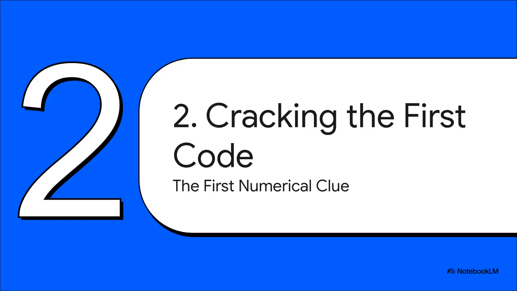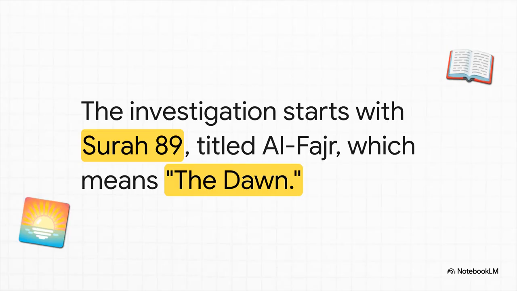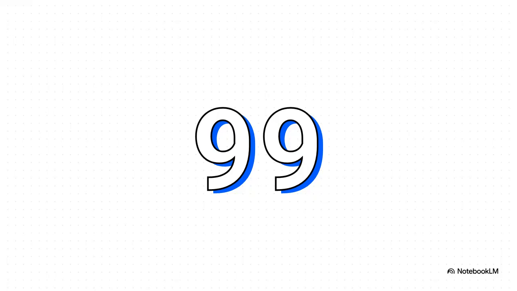So that's the theory. But what does it actually look like in practice? Well, let's look at the very first piece of numerical evidence that the analysis brings to the table. It all starts in a very specific chapter. Our starting point is the 89th chapter, or surah, which is called Al-Fajr, meaning the dawn. The analysis kicks off by taking the number of the chapter itself and linking it to something mentioned right inside one of its verses.